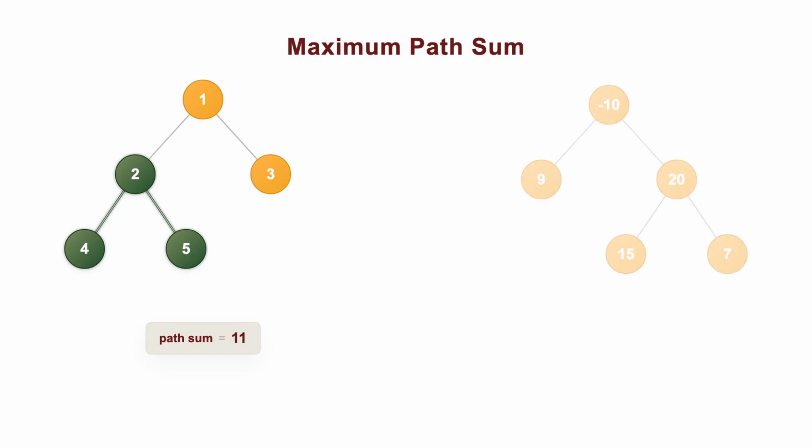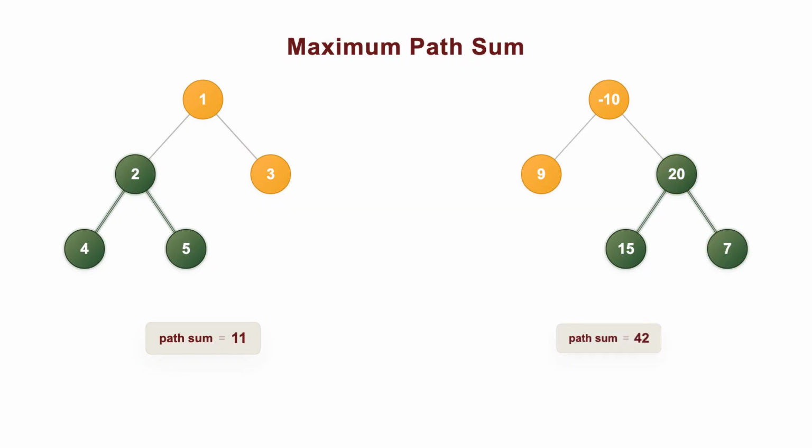Let's take another example, this time with negative values. The best path here is 15, 27, giving us a sum of 42. Notice it skips the root entirely because negative 10 would only drag the sum down. That's the output we are interested in.